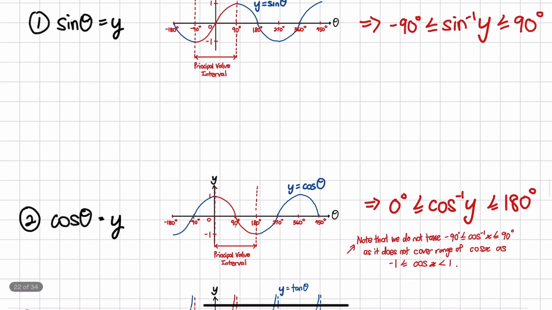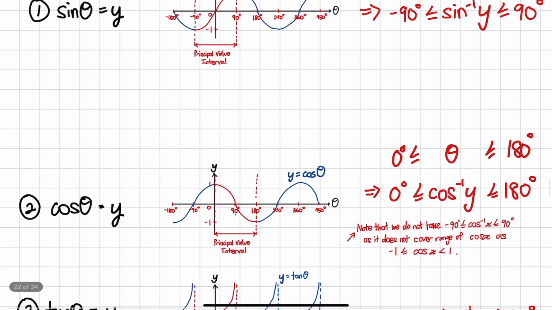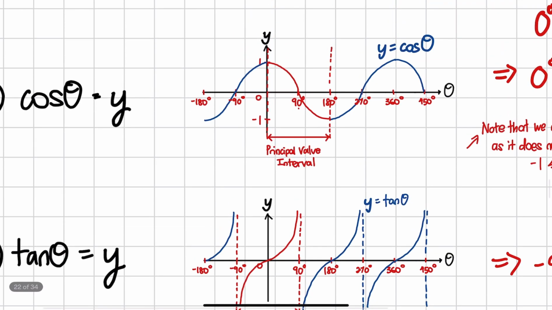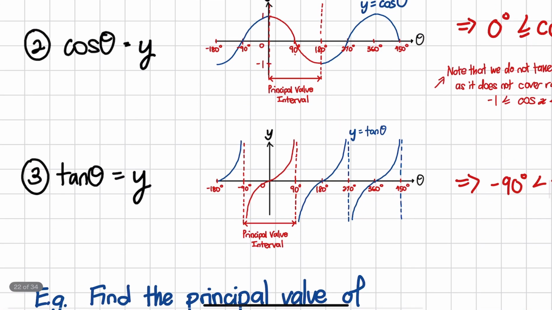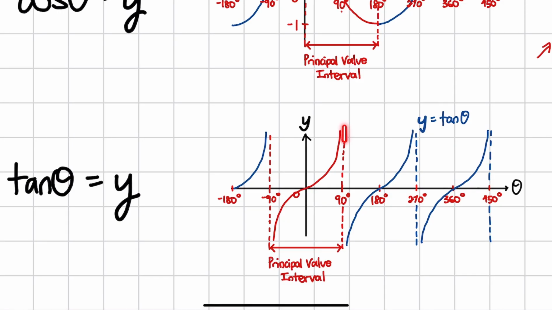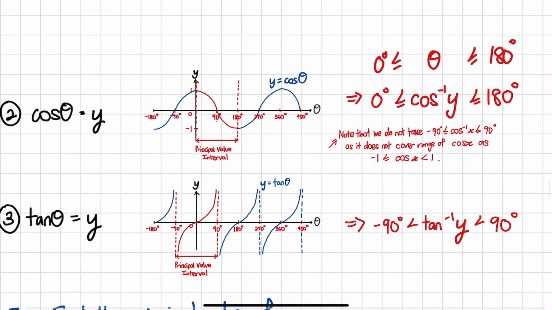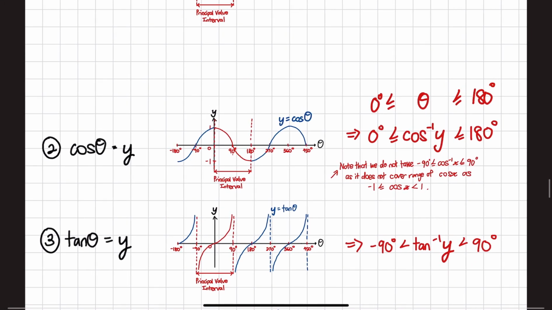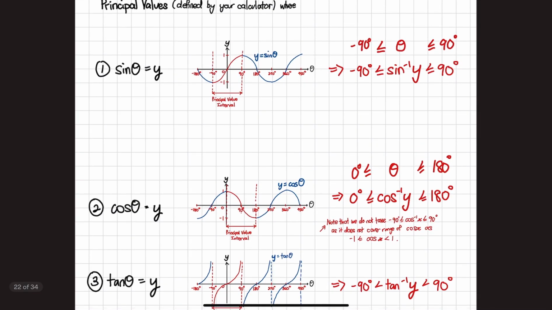For cosine, it is between 0 degrees and 180 degrees for the angle. And lastly, for tangent theta, we take the same range as sine theta, but take note that for tangent, 90 degrees and negative 90 degrees are asymptotes. So in order for one cycle to cover all your y values, it will be from negative 90 all the way to 90, excluding the endpoints of this interval. So for tangent, the interval is between negative 90 and 90 degrees, excluding these two endpoints. This is how we get the ranges for principal values for these three trigo functions.